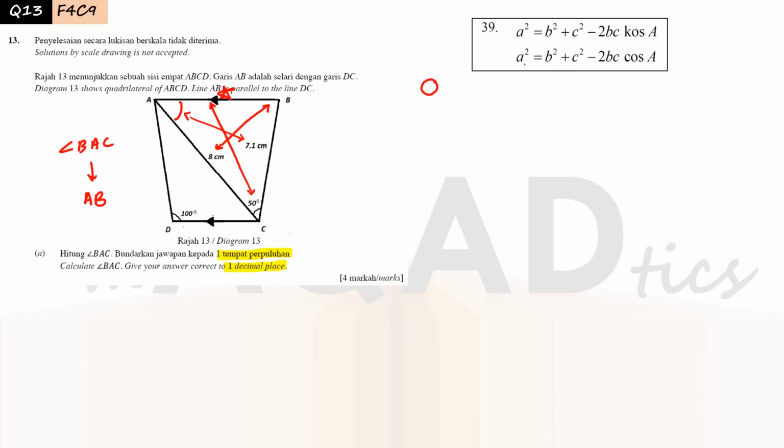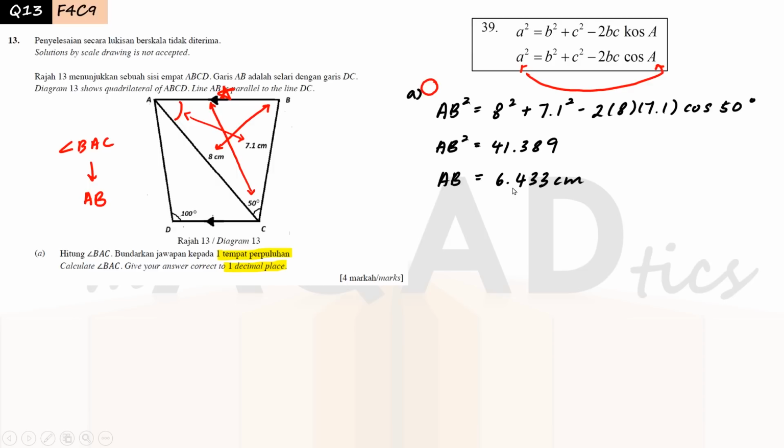For the cosine rule, we need to make sure that the small a and the big A come from the same pair, which is line AB and the angle C here. So for the small a, I'm going to put AB. For small b and c, I'm going to put the lengths of these two sides. And for big A, I'm going to put the angle here, which is 50. Then I simplify the right side and move the square to the other side, and I get the length, which is 6.433. So now we have one pair that has the length of the side and the angle.